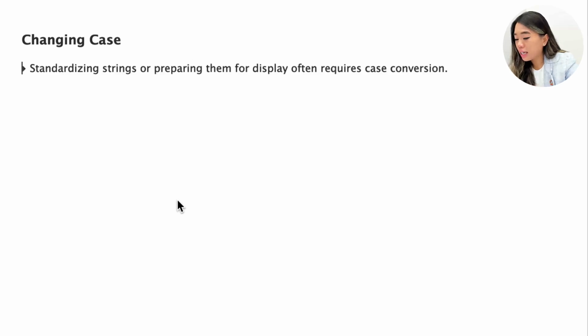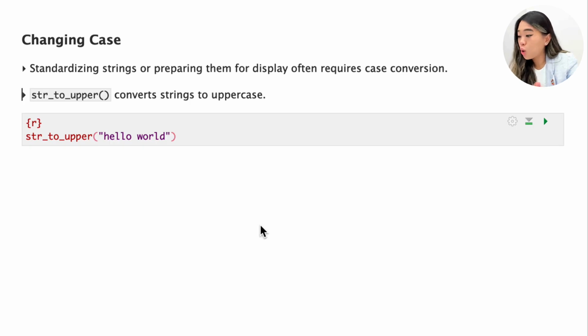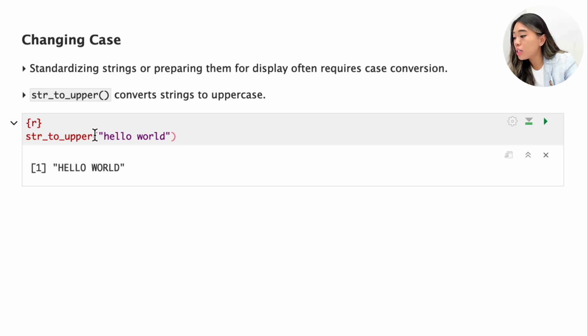Converting cases is often needed to standardize strings to prepare them for display. The stringr package provides several case-changing functions, one of which is the str_to_upper function, which converts strings to uppercase. If we look at our small example, in the str_to_upper function, we have a simple string that we've inputted, which is hello world in all lowercase. If we run that, the str_to_upper function converts the lowercase letters into uppercase.